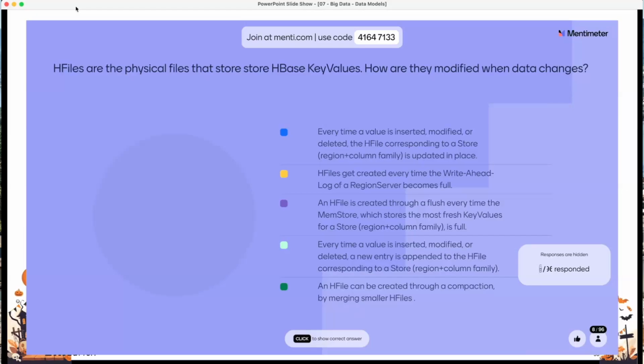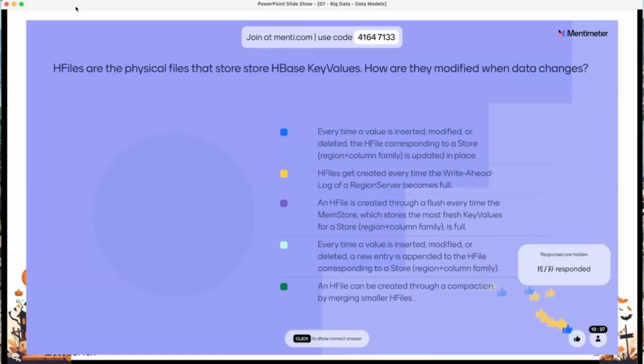But my question here is, how are they modified? So the user connects to HBase, they put some value in somewhere, they delete some value, they replace a value with something else. What happens with the HFiles when users do that? So I have 5 propositions. Proposition number 1, every time a value is inserted, modified, or deleted, then the HFile corresponding to a store, remember the store that's region, column family, right?